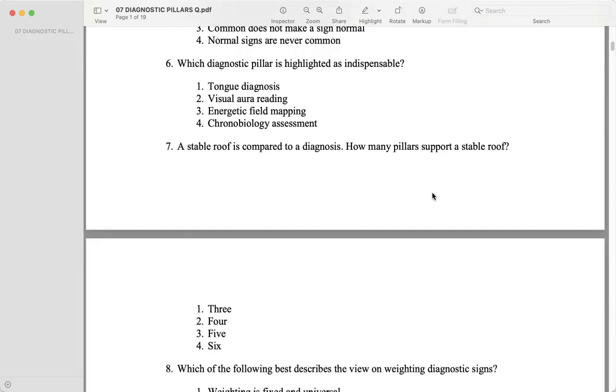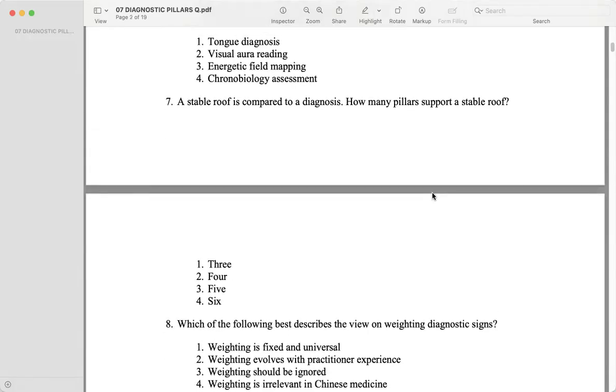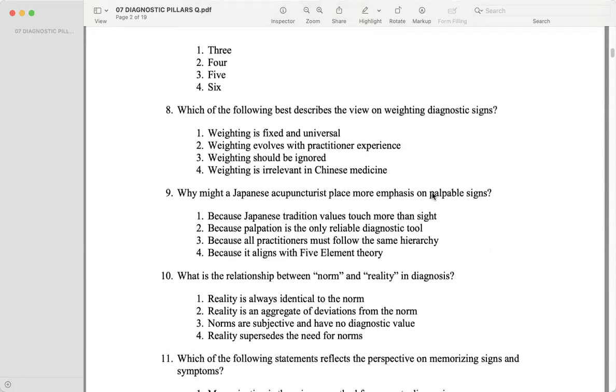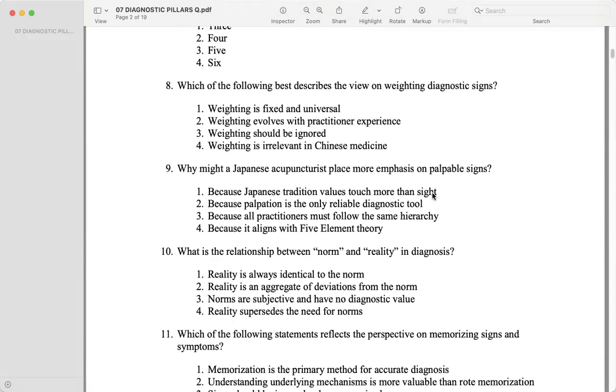A stable roof is compared to a diagnosis. How many pillars support a stable roof? Four. Which of the following best describes the view on weighting diagnostic signs? Number two. Yes. Weighting evolves with practitioner experience.